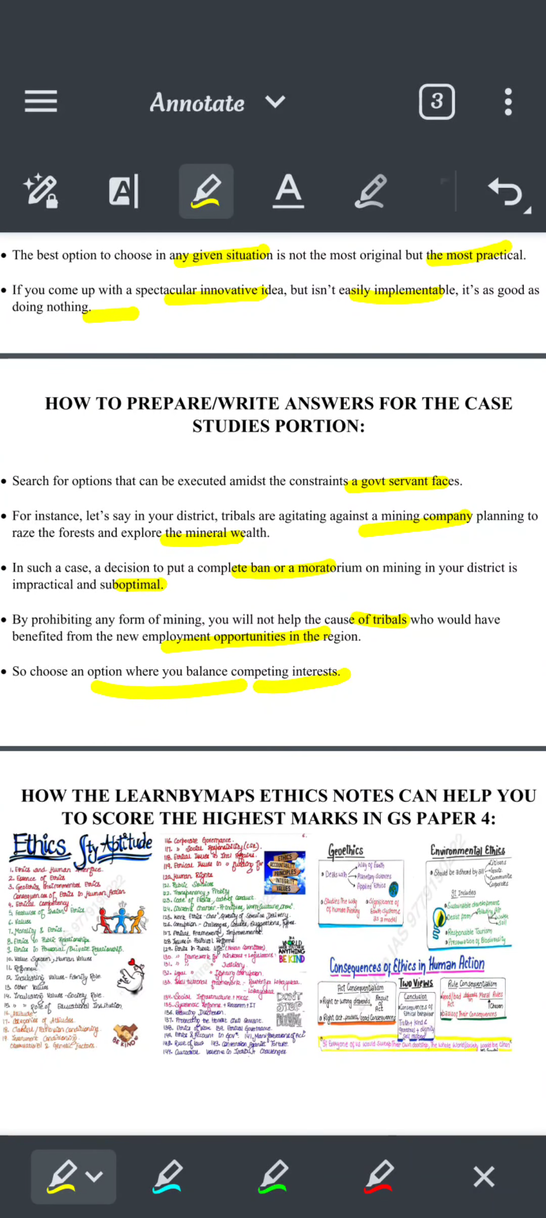Now, as we have discussed how you can proceed with answer writing in the ethics questions, let's discuss the sources you can follow for the GS paper 4.